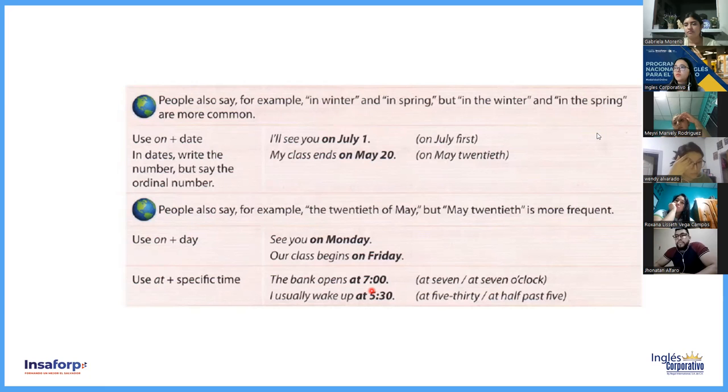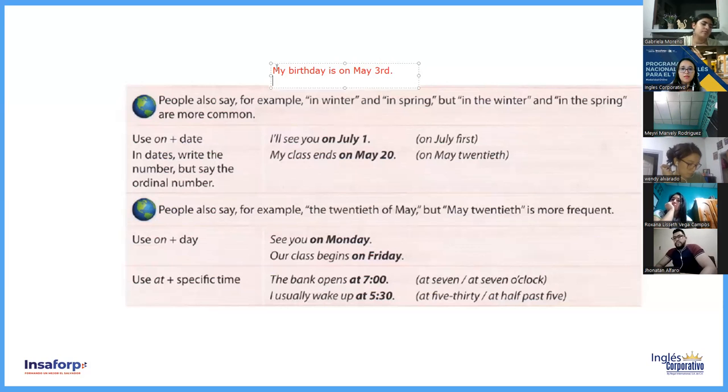Por ejemplo, si me preguntan cuándo es su cumpleaños, when is your birthday? My birthday is on May 3rd, en este caso, right? Ordinal numbers. Okay, let's see some of you. When is your birthday? Let's see, Stephanie, when is your birthday? My birthday is on June 25. Está muy bien porque todavía no hemos visto los ordinales, pero voy a compartir una imagen para que tengamos esa información. Okay. Very good. Excellent. Thank you, Stephanie.